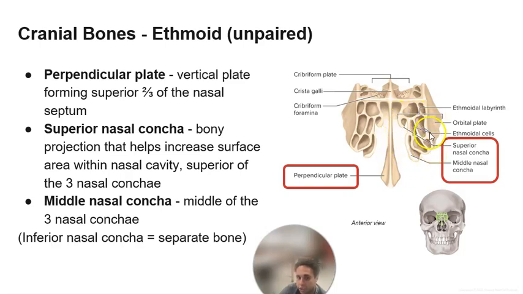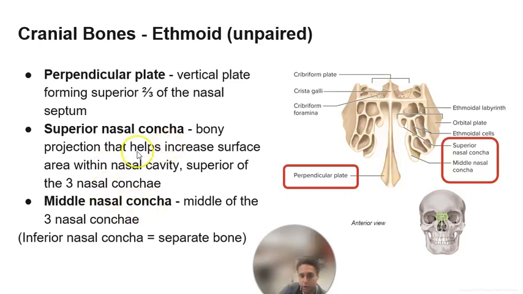This is a projection that basically has all these cells in it, and this helps increase the surface area within the nasal cavity, which again helps with the sense of smell. So this is again why we can smell a different range of odors, because we have a big surface area over here. So we have the superior nasal concha, and then we have the middle nasal concha, and we're going to show you the inferior nasal concha on a separate bone.